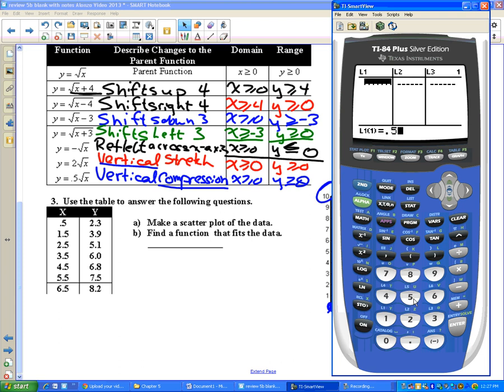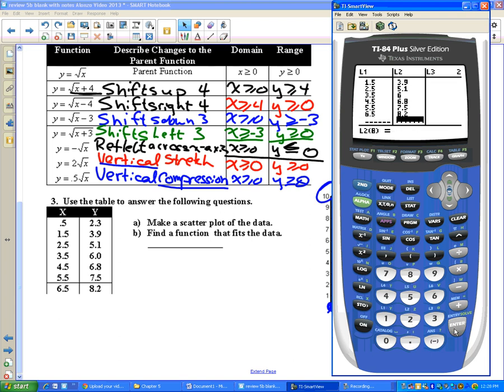So X is 0.5, Y is 1.5, excuse me. The next one is 1.5, then it's 2.5, and then it's 3.5, and then we have 4.5, 5.5, and lastly 6.5. So I'm going to go to L2, and this is 2.3, then 3.9, then 5.1, then we have 6.0, 6.8, and 7.5. And then finally, 8.2. So those are all my points.